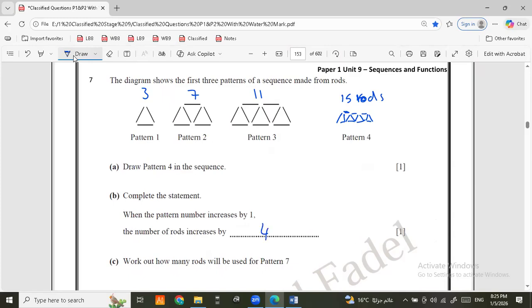Work out how many rods will be used for pattern 7. This is a linear sequence. The nth term is 4n because every time we're adding a 4, and term 0 is going to be negative 1, so 4n minus 1. If you want to try it first, so try it. 4 times 1 is 4, minus 1 is going to be 3. Done. 4 times 2 is 8, minus 1 is going to be 7, and so on. So it works. Good. So for pattern 7, 4 multiplied by 7 is 28. 28 minus 1 is going to give you 27.